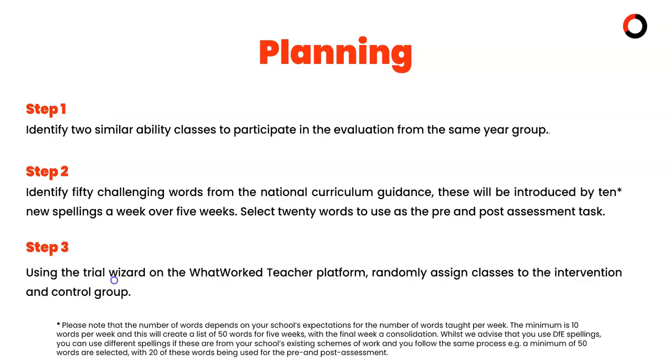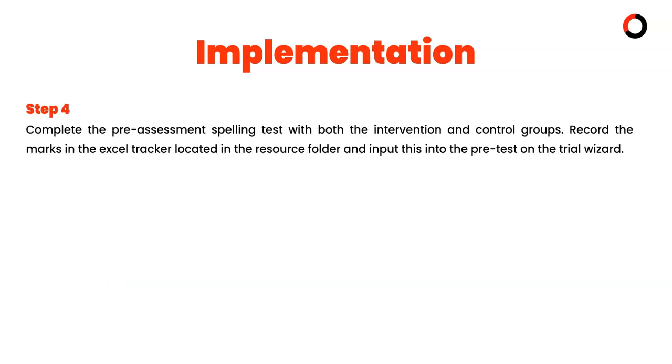Step 3. Using the trial wizard on the What Word Teachers platform, randomly assign the classes to the intervention and control group. So moving on to implementation. Step 4. Complete the pre-assessment spelling test with both the intervention and control groups. Record the marks in the Excel tracker and then input these into the pre-test on the trial wizard. As you're using class data, we advise that a second teacher reads out the scores while you input these into the platform. It will speed up the process.